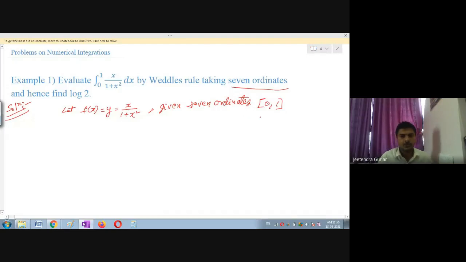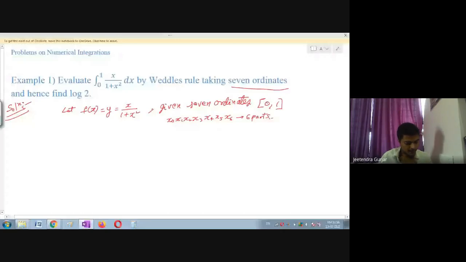7 ordinates means what? Ordinates are nothing but on the x-axis: x0, x1, x2, x3, x4, x5, and x6. So you can see this is 7 ordinates, 1, 2, 3, 4, 5, 6, 7, including the initial value x naught. They are 6 parts. So here we have the 7 ordinates.